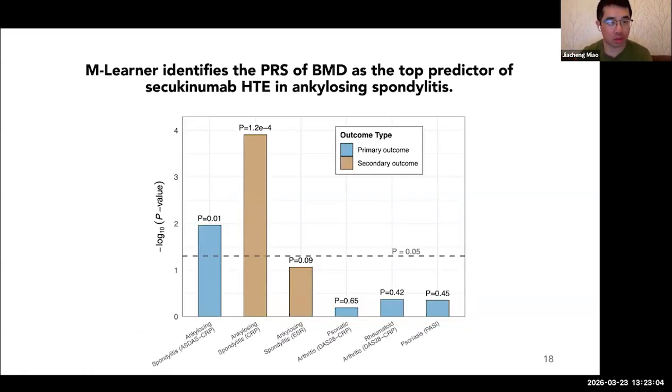But if you apply mLearner to the same data, you can actually get pretty significant results. For ankylosing spondylitis, we found that mLearner gives very strong evidence of a huge genetically explained heterogeneous treatment effect. The x-axis here shows the different outcomes measured in the clinical trials. The y-axis is the minus log 10 p-value, and this line is the p-value equal to 5%. Our method gives significant results across the primary outcome for ankylosing spondylitis, but also the secondary outcomes, like the biomarkers for ankylosing spondylitis.